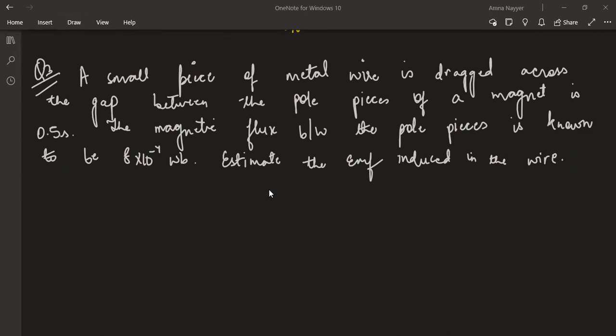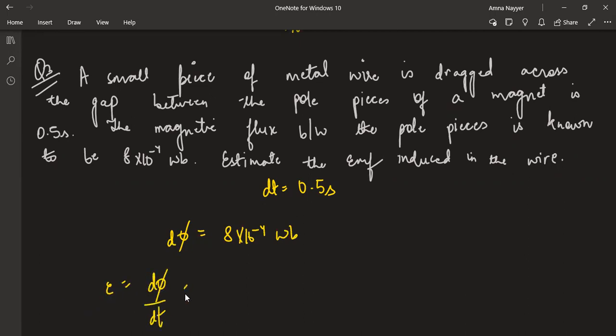See here, what is the change in the time that you have? dt is given as 0.5 seconds. Right. So d phi is given as 8 into 10 to the power minus 4 Webers. So EMF will be what? EMF will be d phi over dt. D phi is 8 into 10 to the power minus 4 divided by 0.5. So it will be double of it, 16 into 10 to the power minus 4. Or you can write it as 1.6 into 10 to the power minus 3.